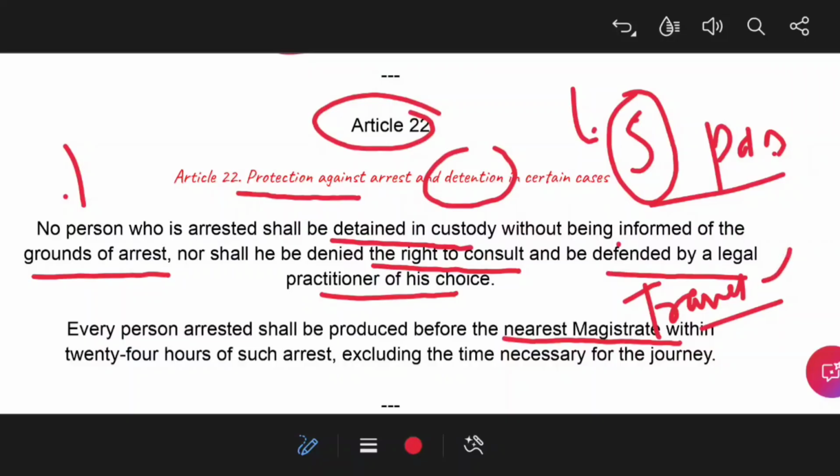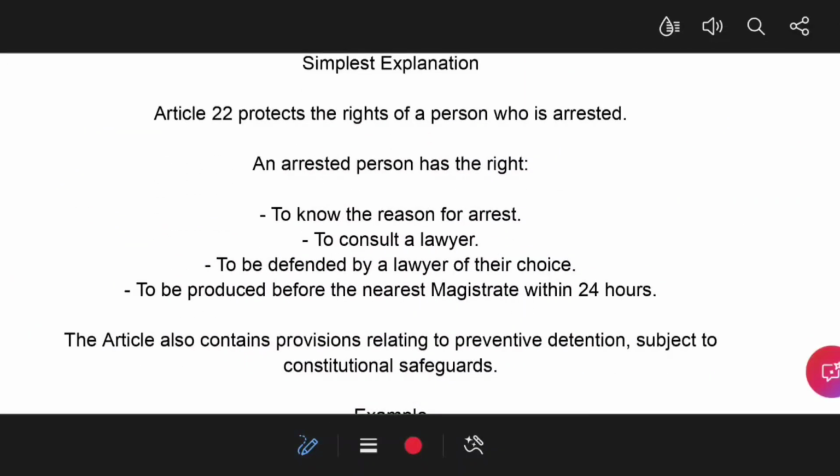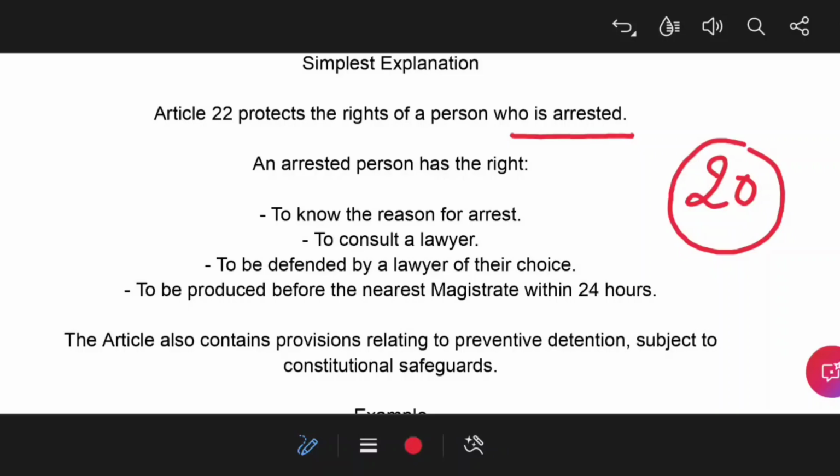So there are three rights available when you are arrested under the simple laws. One, you have the right to hire a legal practitioner. Two, you have a right to know the grounds on which you are arrested. And the third is that the police will have to present you before a magistrate within 24 hours of the arrest, excluding the time necessary for the journey. Now, Article 22 protects the rights of a person who is arrested. And in my earlier Article 20, if you are arrested, there are also certain rights available under Article 20, but that is before conviction.